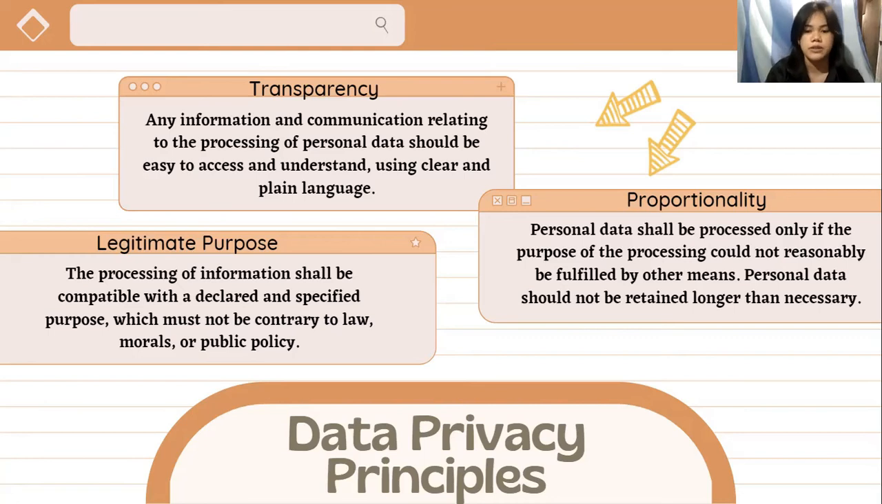Any information and communication relating to the processing of personal data should be easy to access and understand, using clear and plain language. Next is the legitimate purpose. The processing of information shall be compatible with a declared and specified purpose, which must not be contrary to law, morals, or public policy. Lastly, the proportionality. The processing of information shall be adequate, relevant, suitable, and necessary, and not excessive in relation to a declared and specified purpose. Personal data shall be processed only if the purpose of the processing could not reasonably be fulfilled by other means.